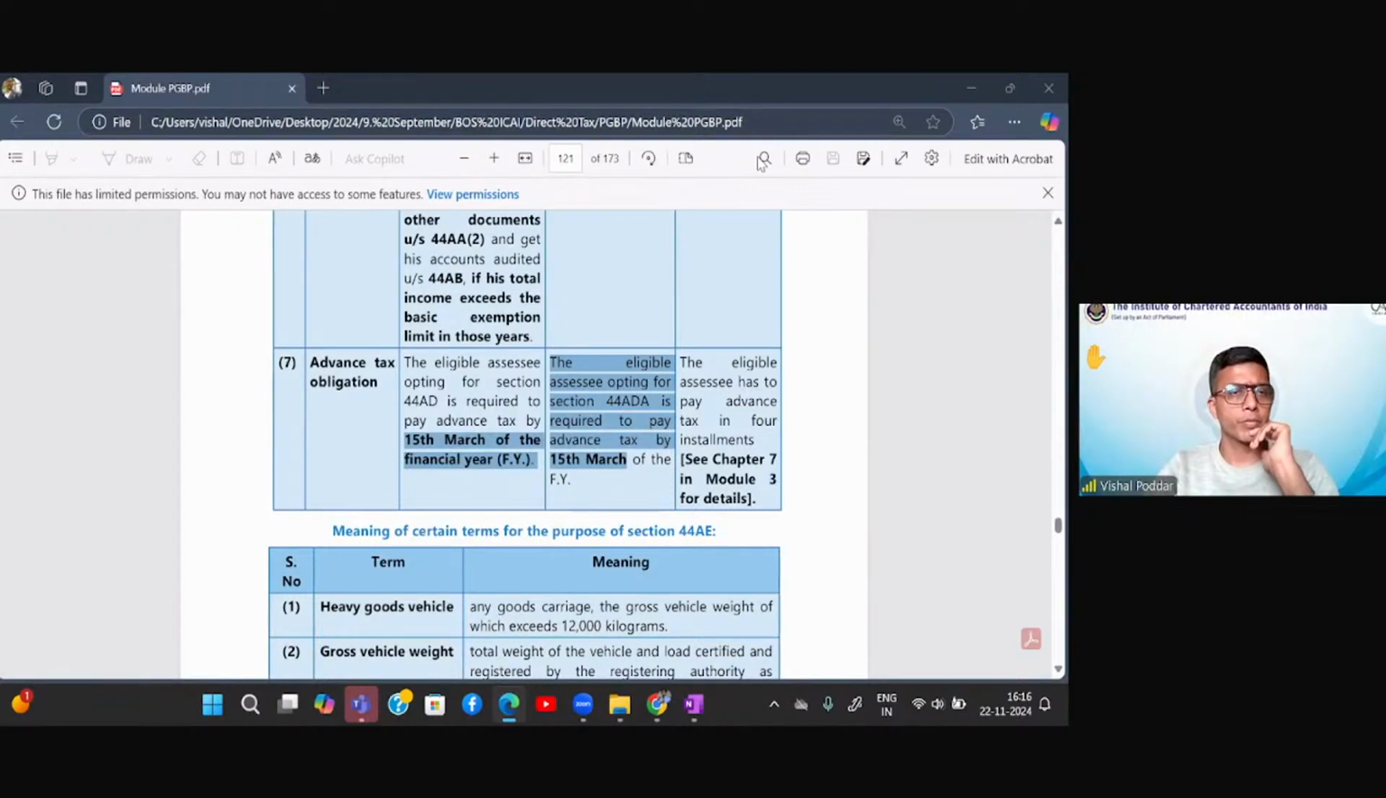Hardik says 50% for both cash and bank. Yes, beta, there are no two rates in professional. So for professional, both are 50%. The only thing is that if 95% or more of your receipts are through bank, then you get the higher limit of 75 lakhs in the professional category.